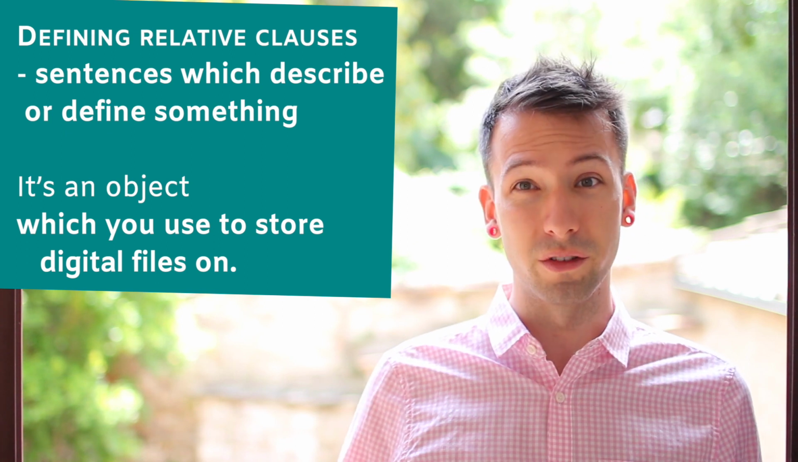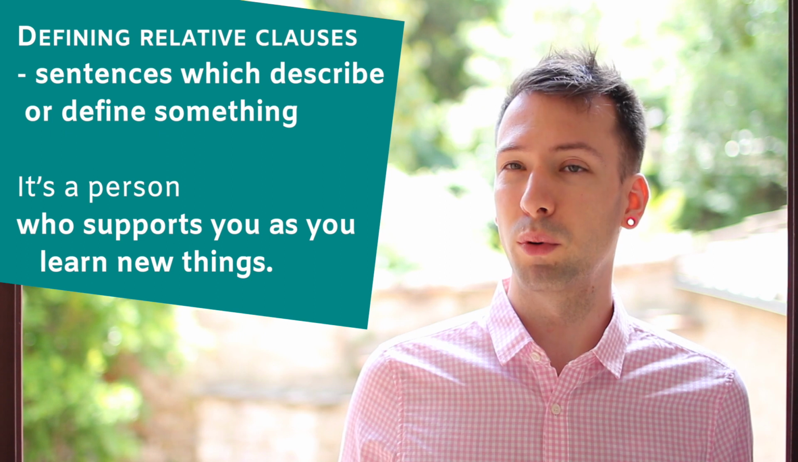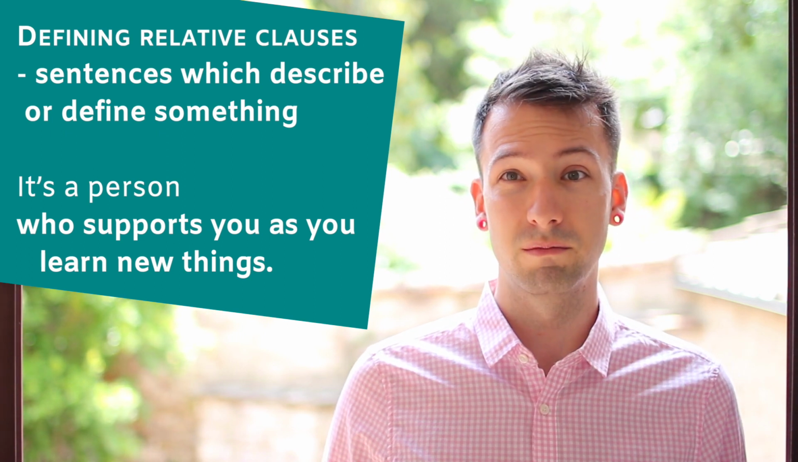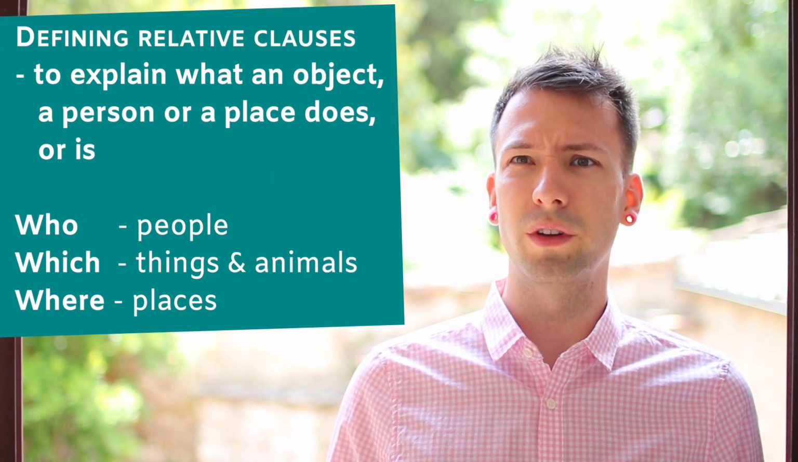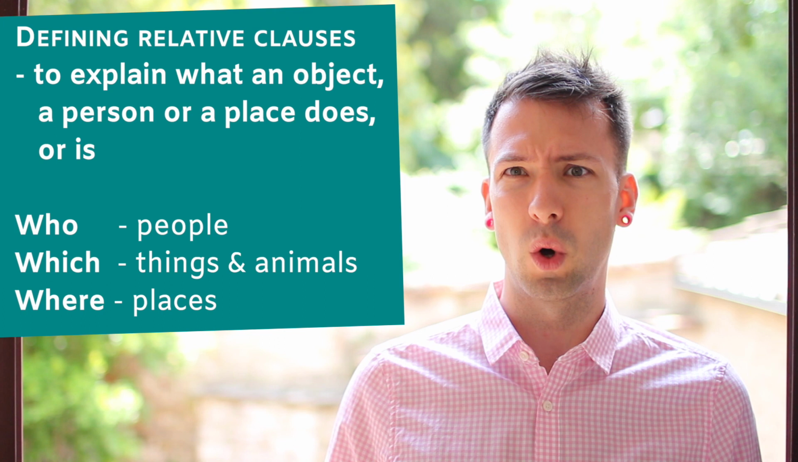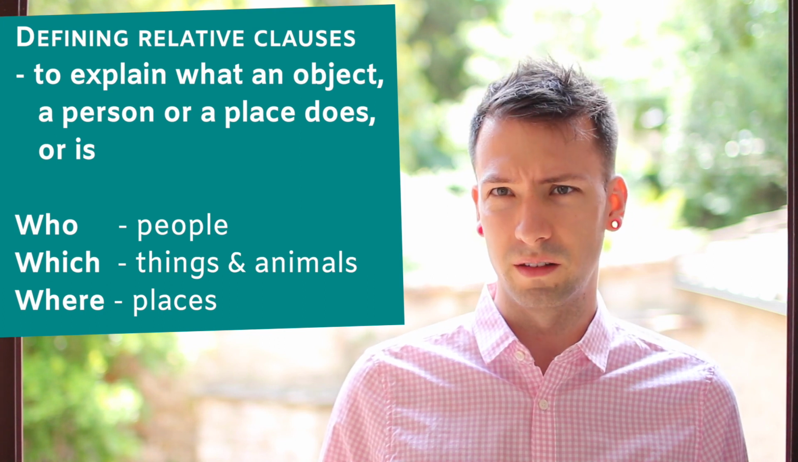It's the same with the memory stick sentence. It's an object, sentence 1, which you use to store digital files on, sentence 2, which defines the object, a defining relative clause. And the same for the teacher. It's a person who supports you as you learn new things, a defining relative clause. So we use defining relative clauses to explain what an object, a person, or a place does or is.